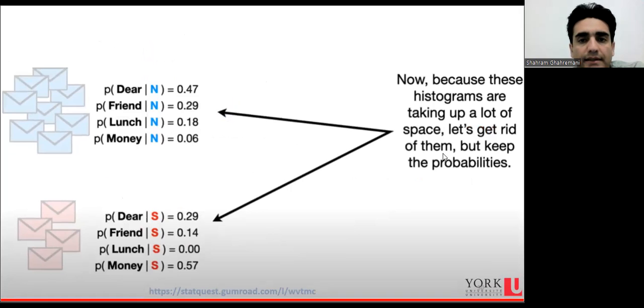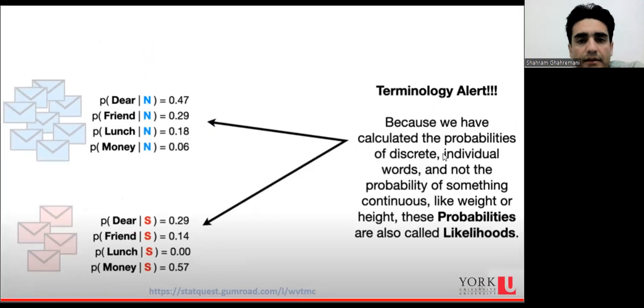Now, because these histograms are taking up a lot of space, let's get rid of them, but keep the probabilities. Here is some terminology: because we have calculated the probabilities of discrete individual words and not the probability of something continuous like weight or height, these probabilities are also called likelihoods.